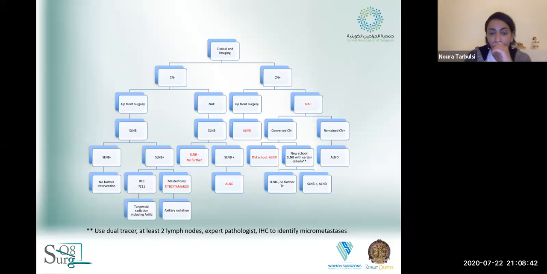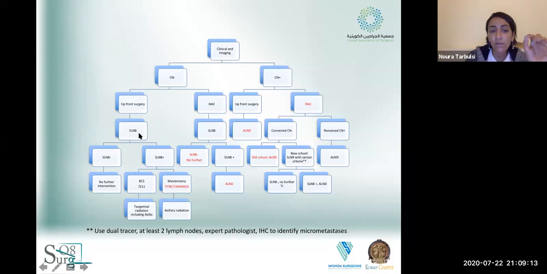Okay, so this is like your map to navigate axillary management. Clinical and imaging assessment, clinical by palpation and imaging by ultrasound. If my patient is clinically node negative and I'm going for upfront surgery, she has early breast cancer, I'm gonna do a sentinel lymph node biopsy. If the sentinel lymph node biopsy is negative, no further intervention.